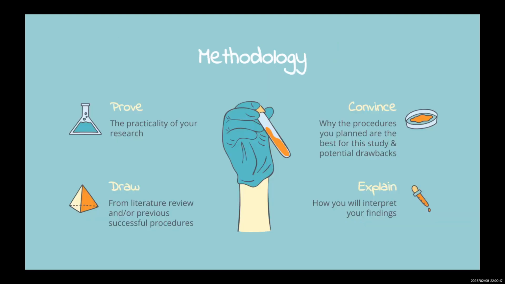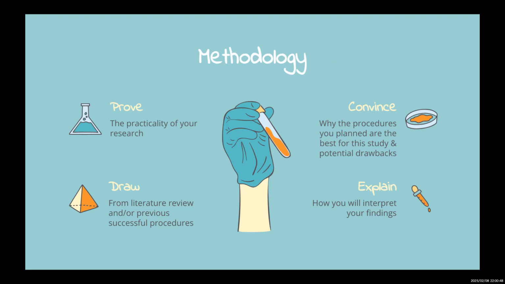And the next part we're going to be talking about is methodology. Your methodology section should do these four following things. Firstly, it should prove the practicality of your research. Methodology is basically outlining the specific methods that you're going to use to conduct your research. By writing this section well, you can really prove that these are the specific steps I'm going to take. So this proves how viable and how doable my research is.